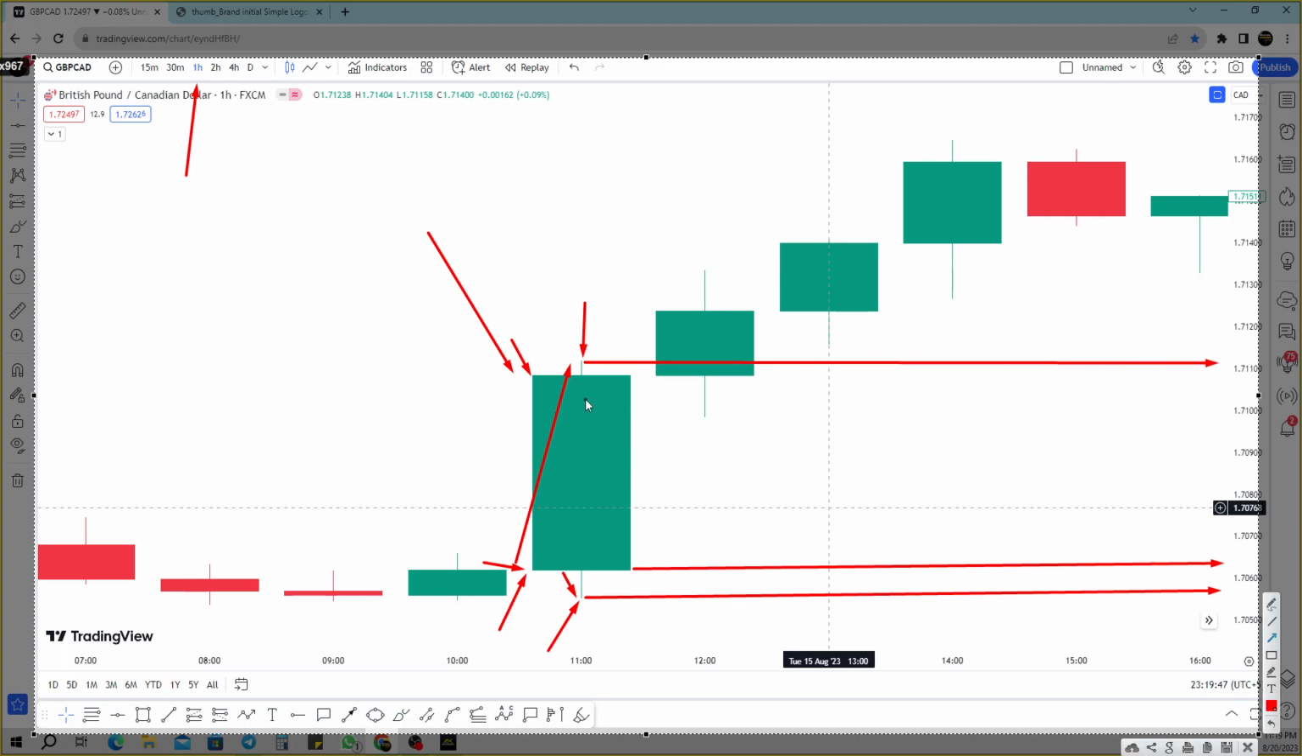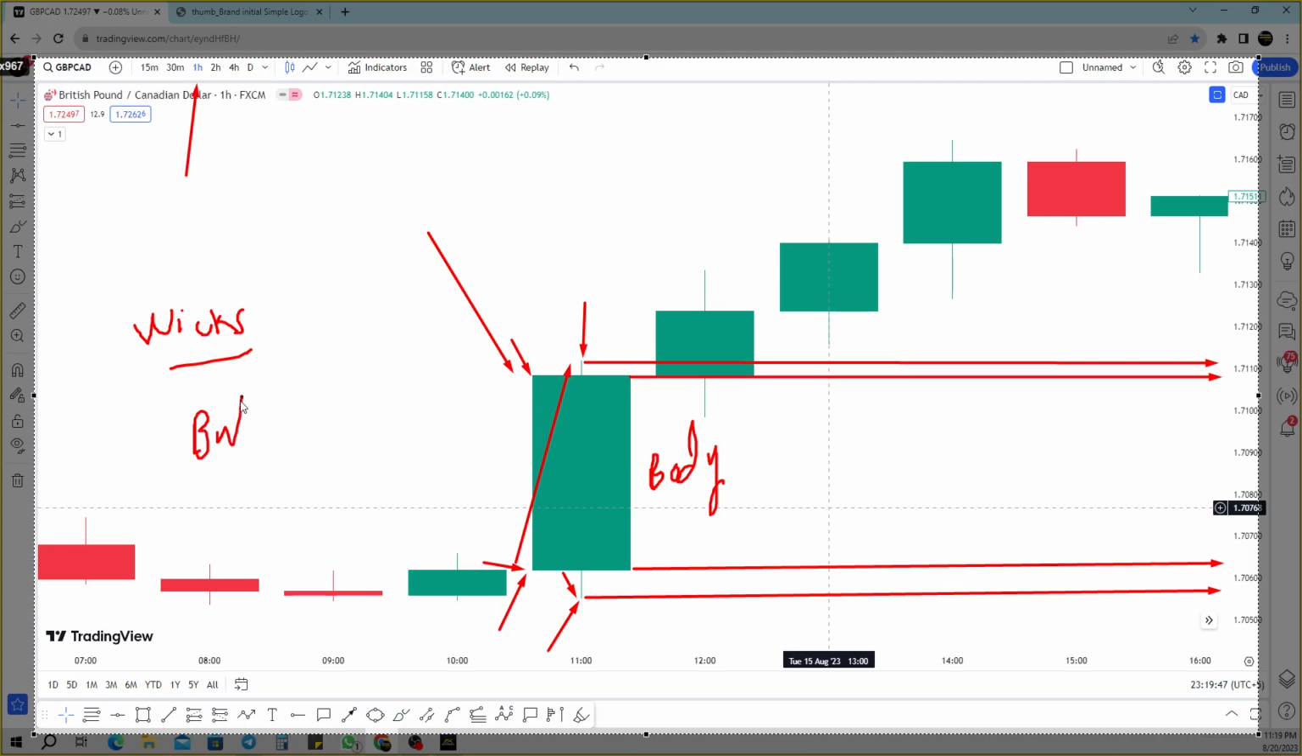So this is the high, and then before the end of this hour, price again dropped and went toward this area. So now we have four parts. This is the opening, this is the low, this is the high, and this is the closing. So this box is basically known as the body of a candlestick, and these are basically known as the wicks of the candlestick. And this is basically a bullish candlestick.